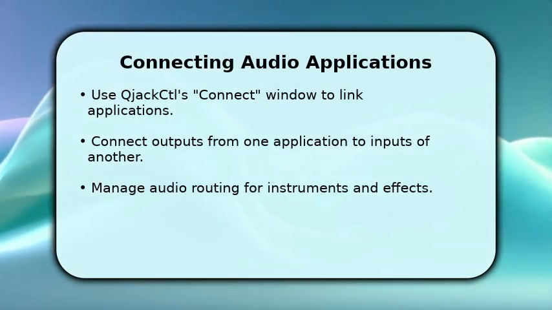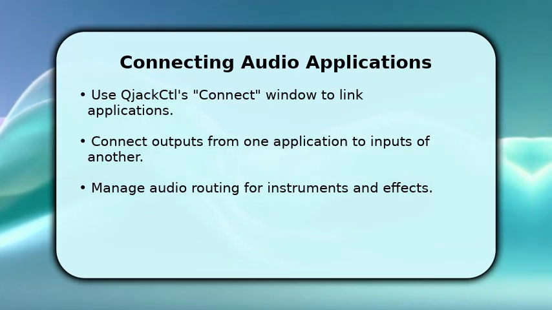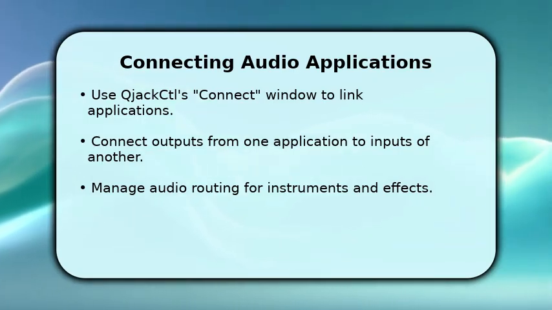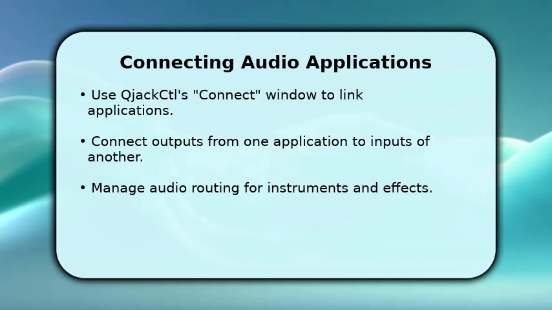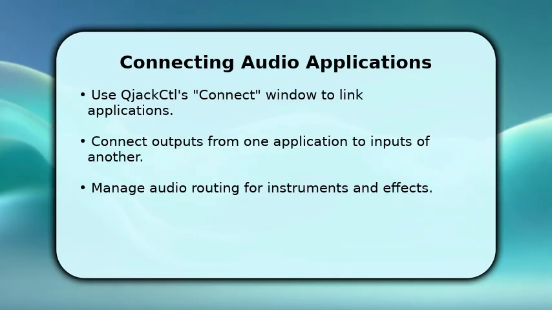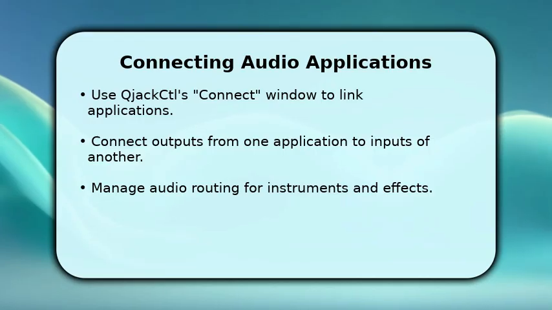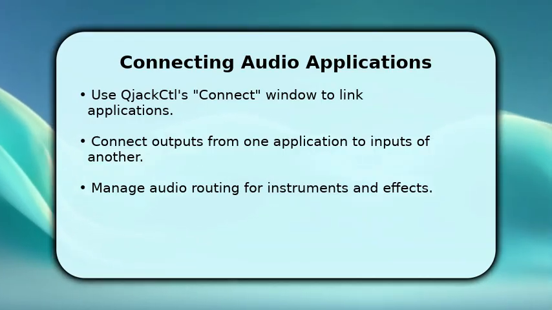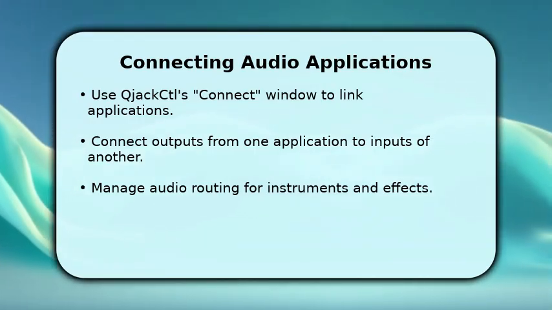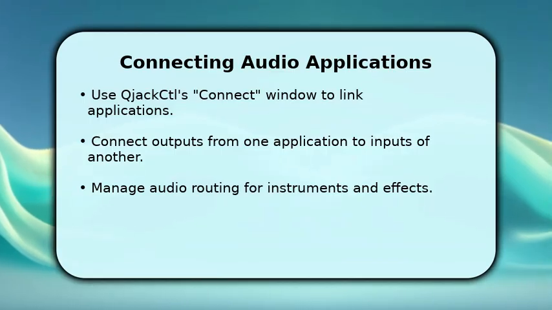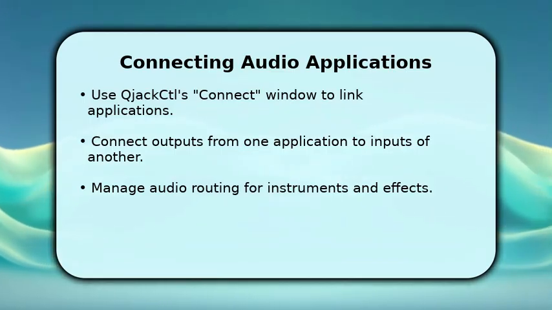Open the Connect window in QJackCTL. On the left, you'll see the outputs from your audio sources, like a digital audio workstation or a virtual instrument. On the right, you'll find the inputs for other applications or your system's playback. Simply drag and drop connections to route audio. For example, connect your synthesizer's output to your recorder's input, creating a seamless audio flow.